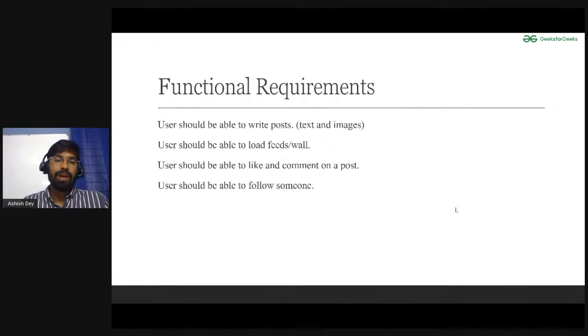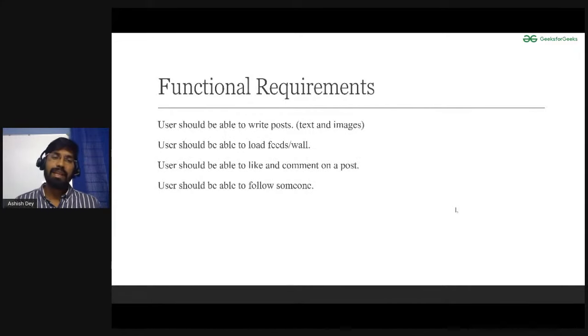Then the user should be able to follow someone. I have added follow. It's like sending a friend request and follow. Actually, these are two different things in Facebook, but let's assume both are the same. Either follow or send friend request, both are the same. You can work with the interviewer if he says no, follow is separate and friend request is completely separate. These are very common features.